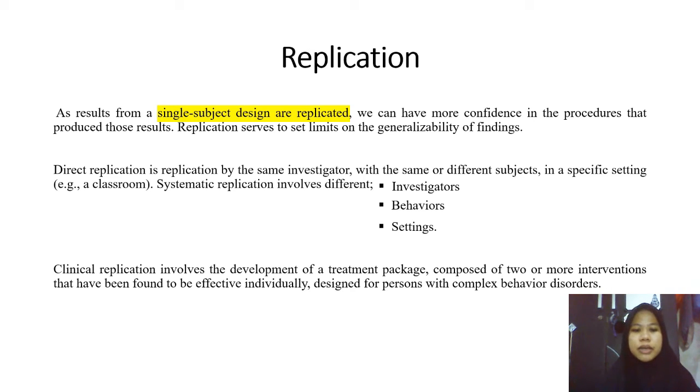Direct replication is replication by the same investigator with the same or different subject in a specific setting, for example, a classroom. Systematic replication involves different investigators, behavior, and settings. Clinical replication involves the development of a treatment package composed of 2 or more interventions that have been found to be effective individually, designed for persons with complex behavior disorders.